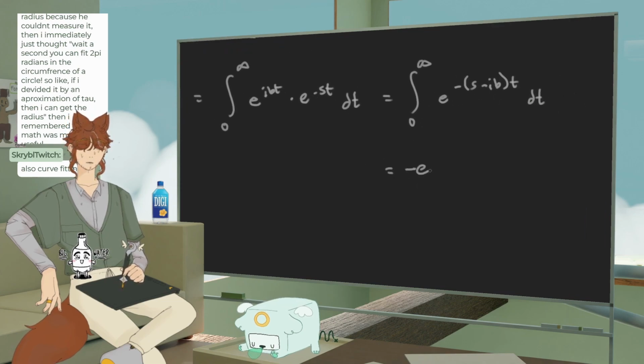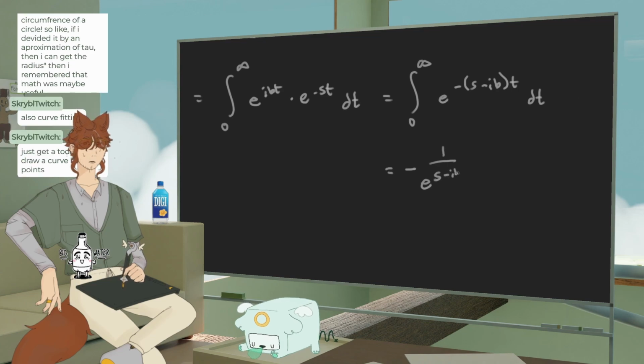It's negative e. What does this mean? That means it's 1 over e to the s minus ib t.